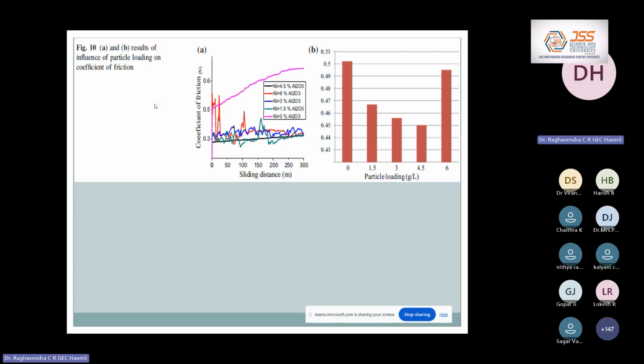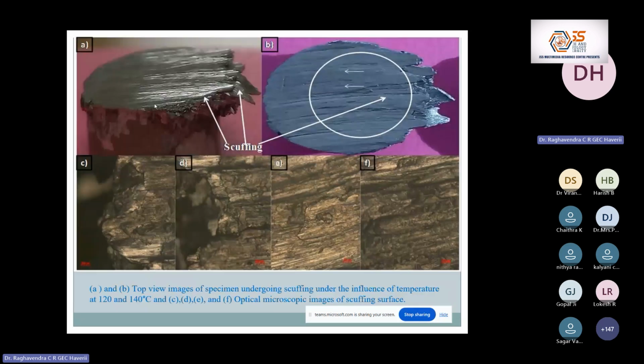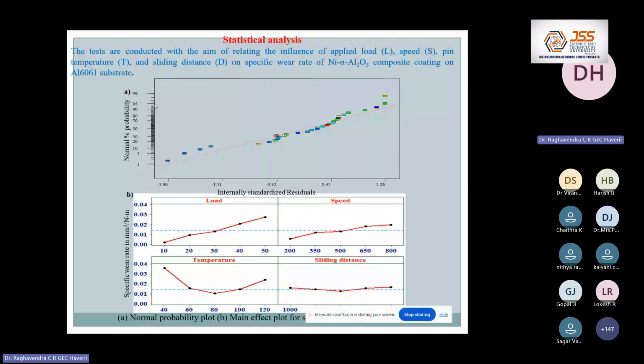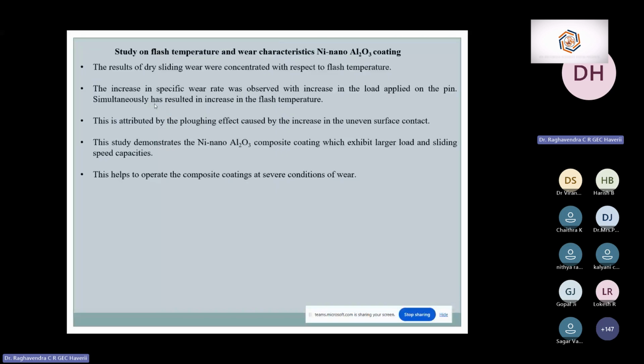Okay, I'll skip all the things. High temperature applications are also being done. In the high temperature, we can expect scuffing. I don't think high temperature applications will be more feasible for these biomedical applications, so I will skip all these things related to the high temperature applications. Flash temperature is also the same thing.